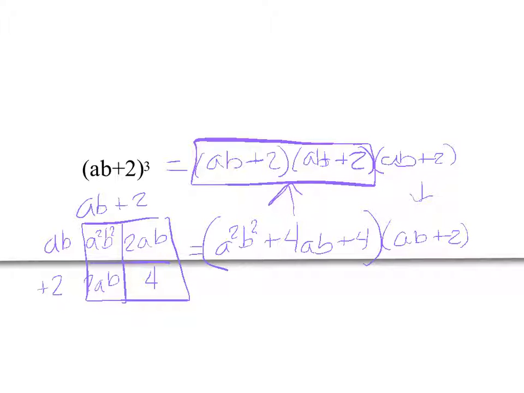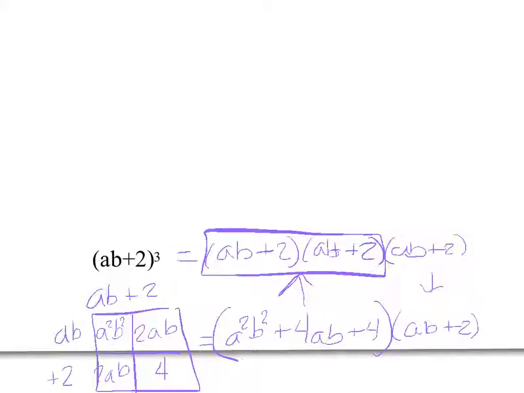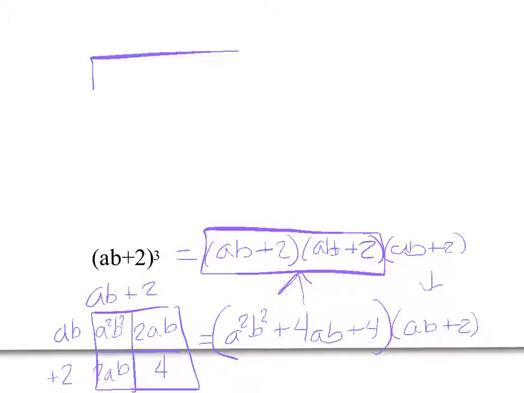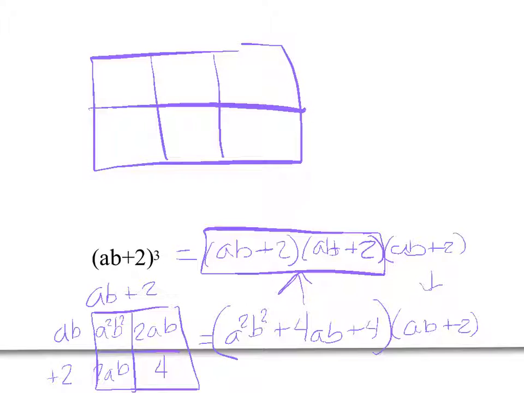So I'm going to set up another box here. So I set up another box. I think I'm going to move this up so I have room. So I have my 3 by 2 this time. So I've got a squared b squared plus 4ab plus 4. And then on the side I have ab plus 2.